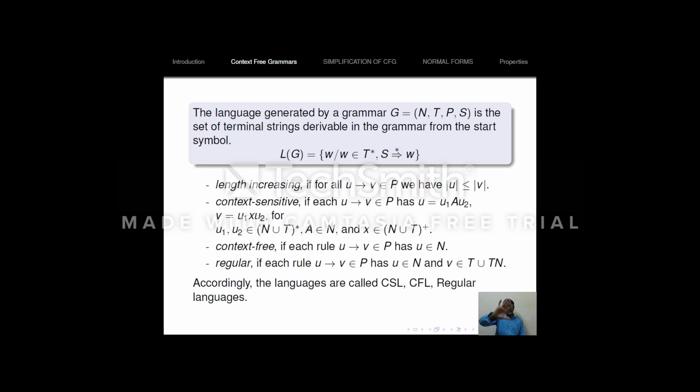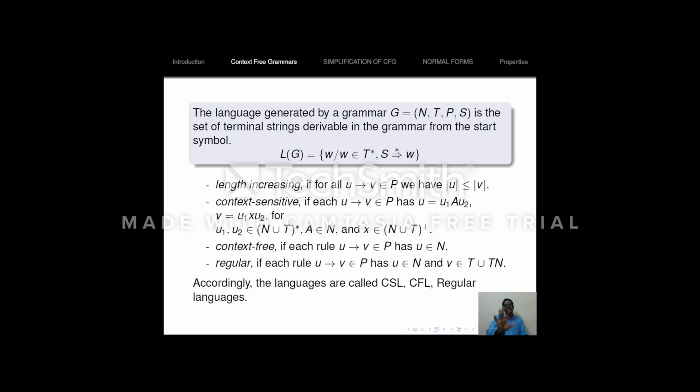So based on the template, based on the constraints, we classify the phrase structure grammar into four categories: length increasing, context sensitive, context free, and regular. And these four grammars generate the so-called languages. First, length increasing grammar generates recursively enumerable language, and the context sensitive grammar generates context sensitive language. Context free grammar generates context free languages. Regular grammar generates regular languages.